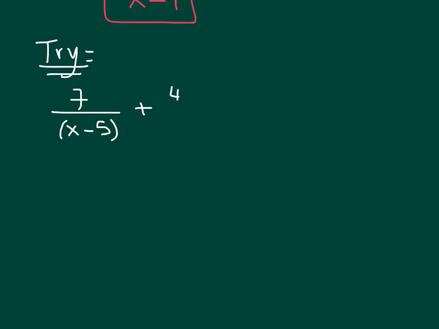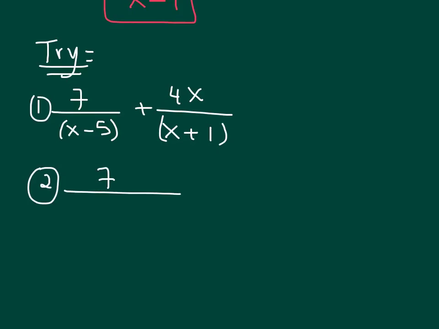Okay, here are 3 examples I want you to try and bring them to class on Monday. The first one is going to be 7 divided by x minus 5 plus 4x divided by x plus 1. So this is number 1. Number 2 will be 7 divided by x squared minus 5x minus 24. And this will be 3x over x minus 8.